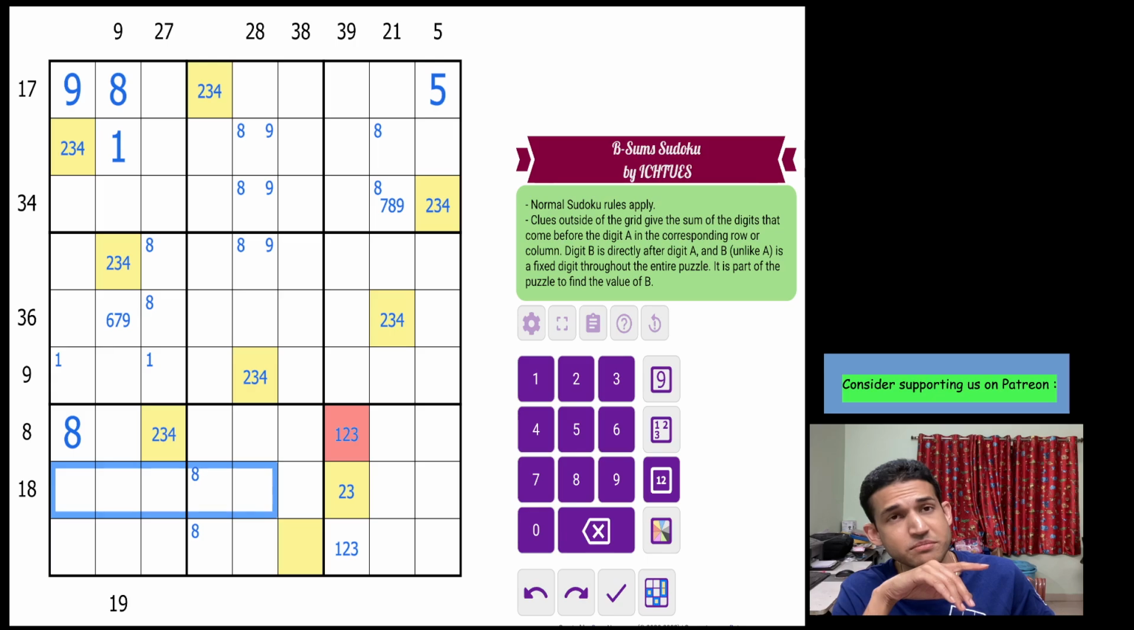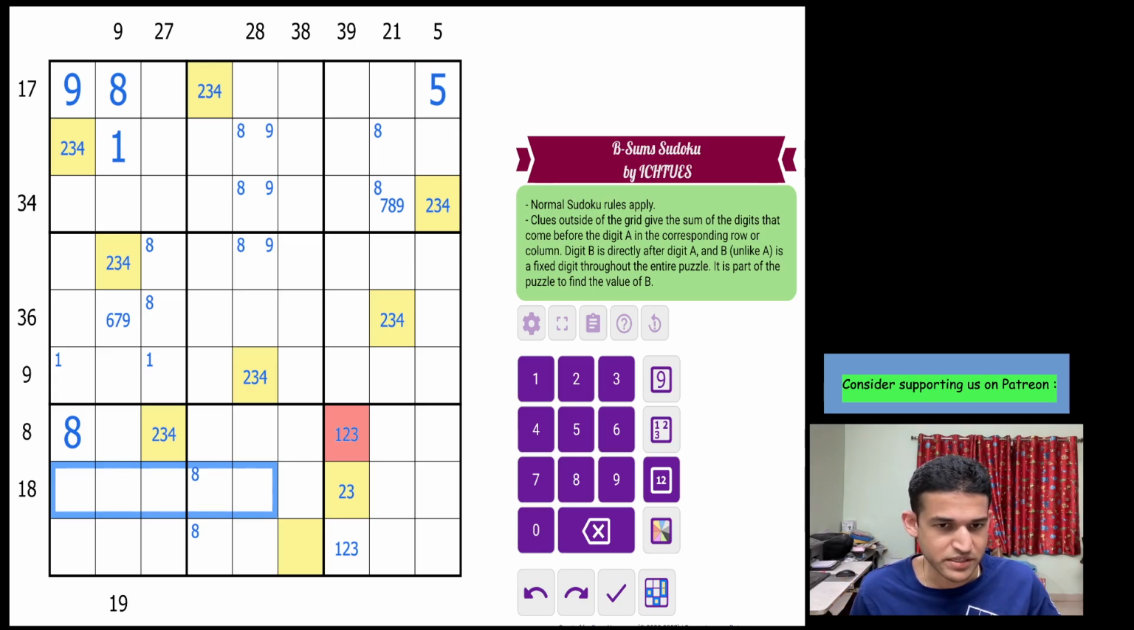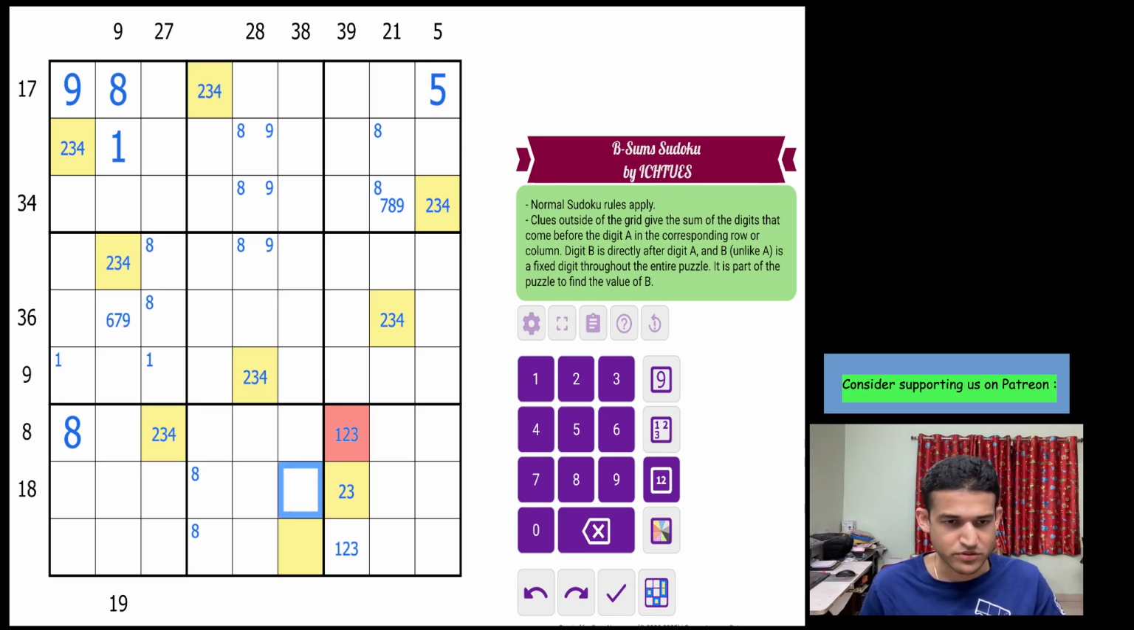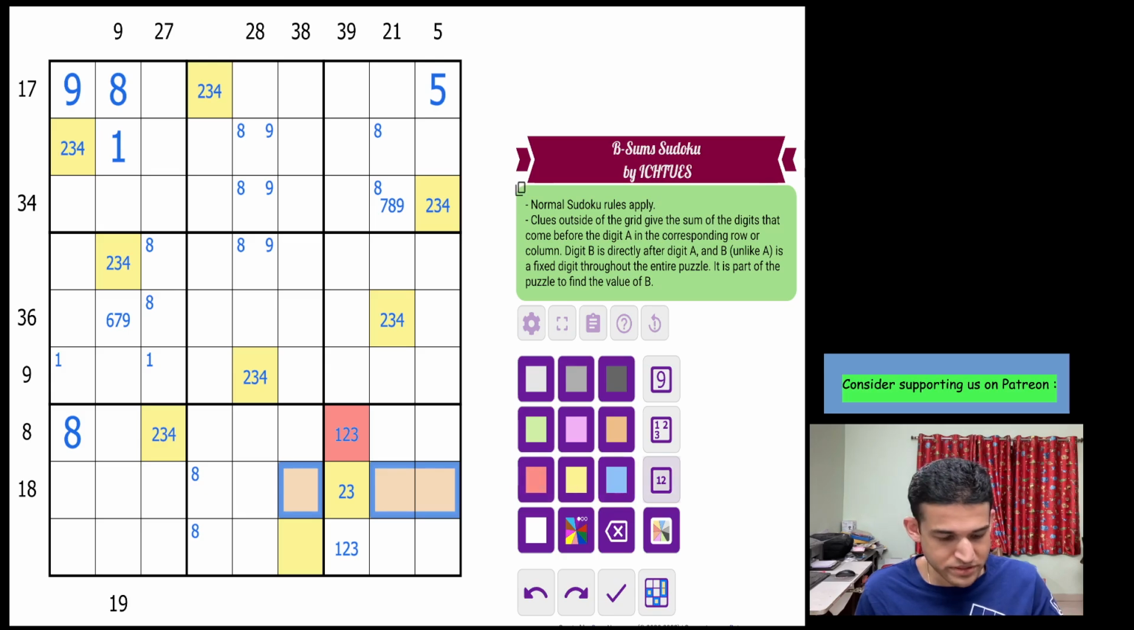For 18, it must be 1, 2 must be part of the sum. 1, 2, 4, 5, and 6. So this is 3. And this is 7, 8, 9. Not possible. So for the 18 sum to hold good here, you need to have 1, 2, 4, 5, 6. That is forced. So B will become 3. So 1, 2, 3, 4, 5, 6. So the remaining cells in that row, let's mark it orange. They are forced to be 7, 8, 9.